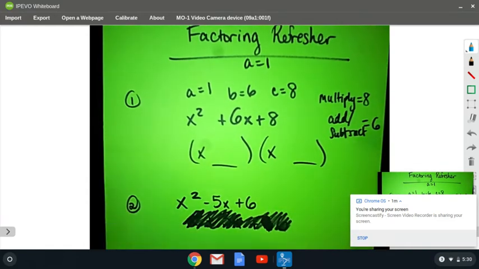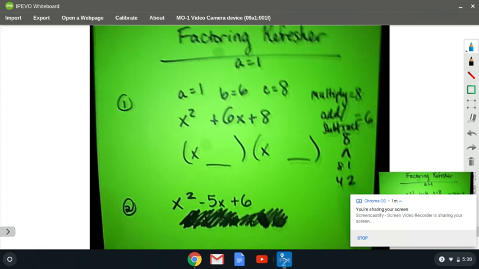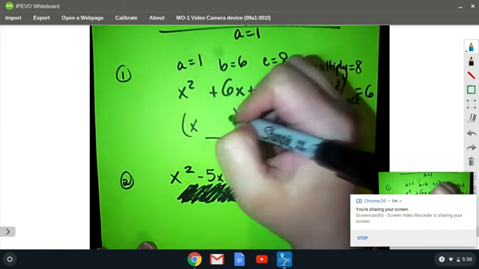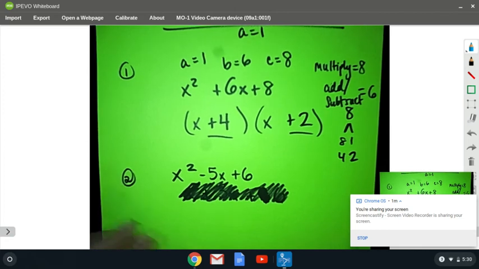Numbers that multiply to be 8 would be 8 and 1, 4 and 2. 8 and 1 would add to be 9, not 6. 4 and 2 would add to be 6, so that's good. So we can put plus 4, plus 2. We have factored this. Okay.